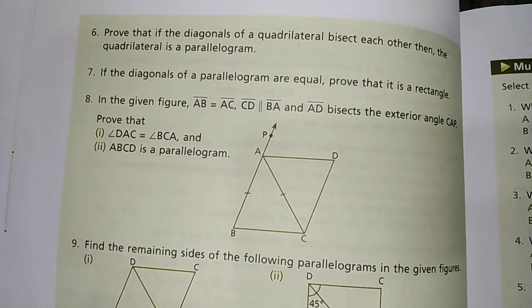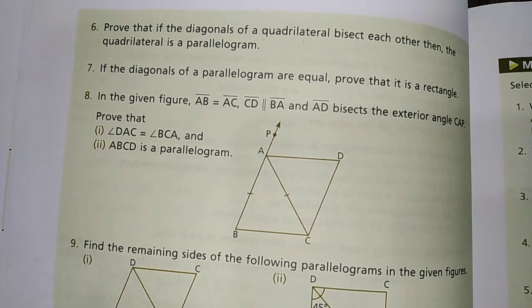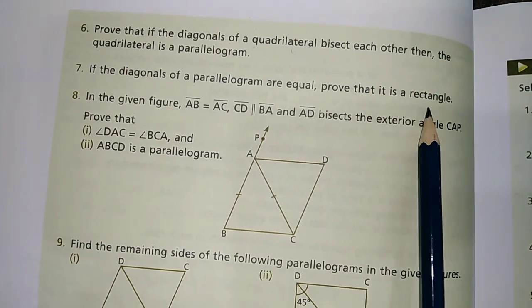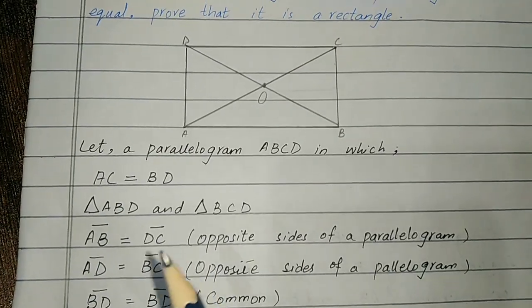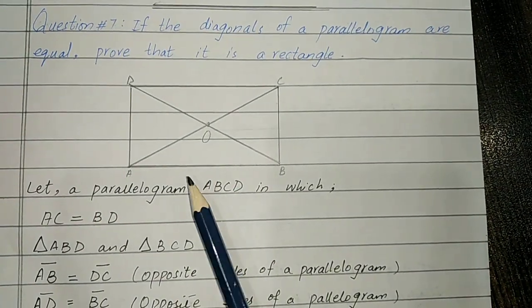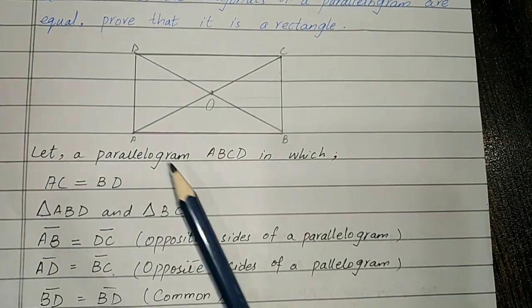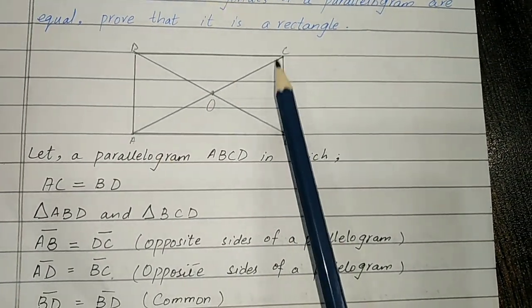Now question number 7 is that if the diagonals of a parallelogram are equal, prove that it is a rectangle. So simply we are going to draw a parallelogram ABCD. Let ABCD be a parallelogram in which AC is equal to BD.